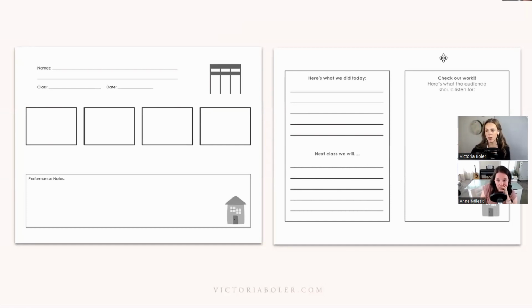So this box over here on the back says, check our work. Here's what the audience should listen for. And this is when you write down what you want people to notice about your arrangement.